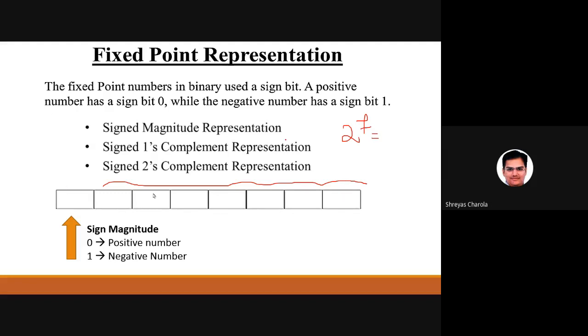The 7 bits are there. Total 8 bits, but the 8th bit, that is the 7th bit, has been reserved for the sign in sign magnitude. So 0, 1, 2, 3, 4, 5, and 6. So the range of positive and negative numbers goes from 127 to minus 127. So if you have any numbers in between this range, you can represent them with the sign magnitude.